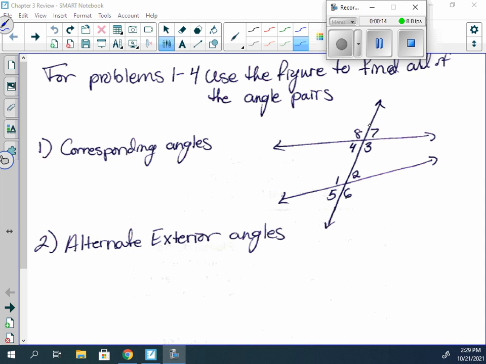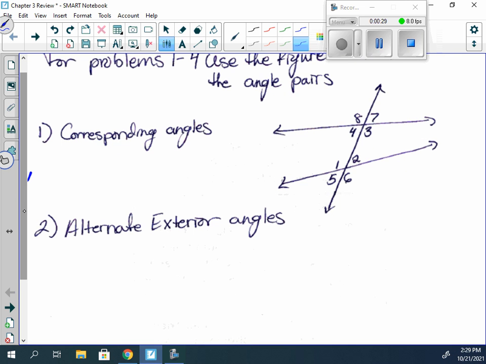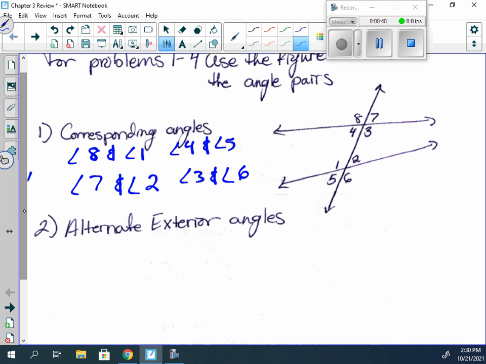All right, guys. So we're going to look at questions 1 through 4. Are there any specific questions on problems 1 through 4? Well, number 1 is just asking us to name the corresponding angles, which would be angle 8 and 1, angle 7 and 2, angle 4 and then angle 3 and 6, because they correspond. They're in the similar spot.